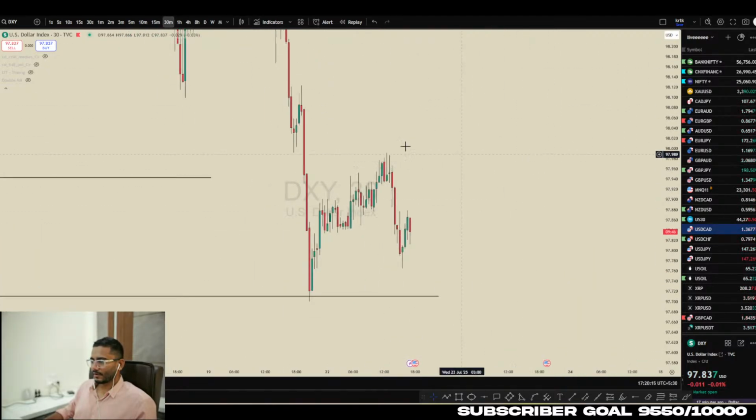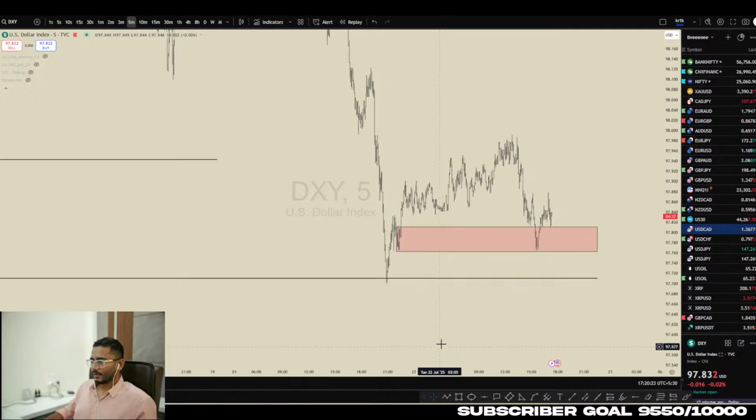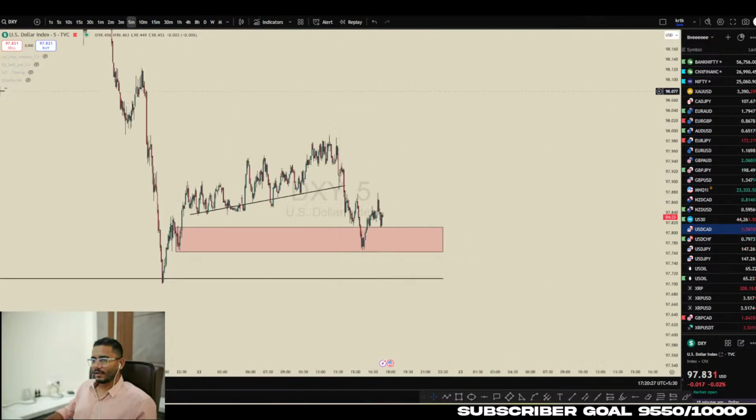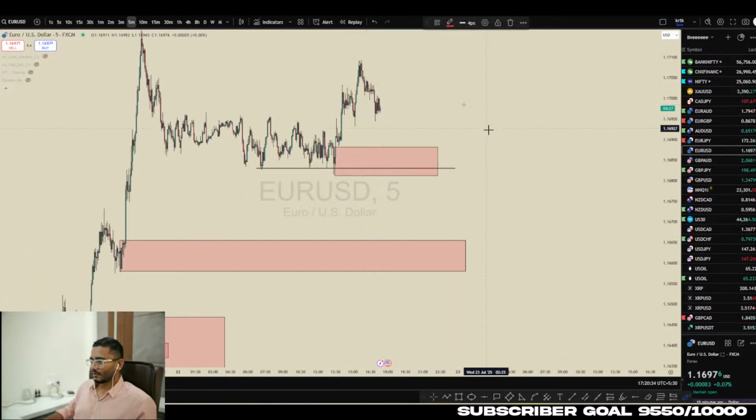Here, price has created this order block over here. Price tapped this order block, and now it's continuing higher. So we can see price has swept this trend line liquidity. We can expect, if DXY goes to the upside, then all the USD pairs will continue to the downside.